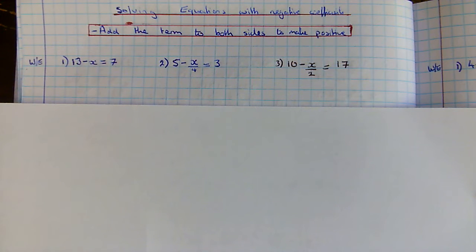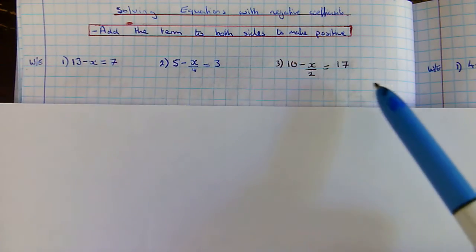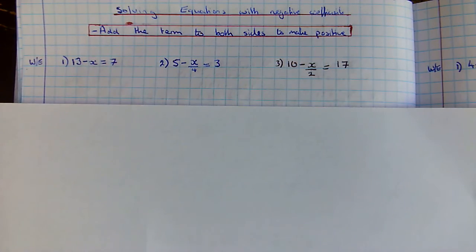Okay, up until now, all of the equations that we've dealt with have been plus x, plus 2x, plus 3x, and so on. It becomes a bit more difficult. There's one more step we need to add if we're told to take away the term which has got x in it. So you'll see here I've got take away x, here I've got take away x divided by 4, and here I've got take away x divided by 2.